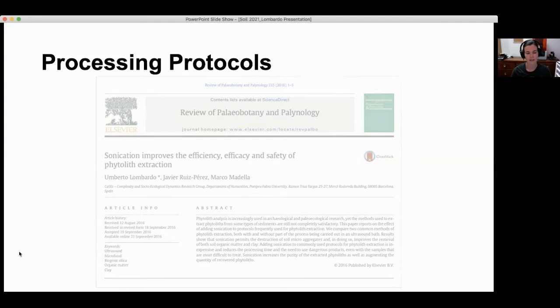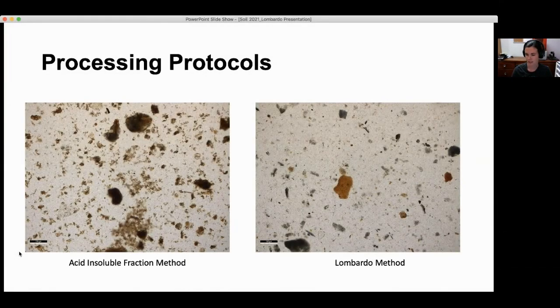I've used a few different processing protocols before with sediments, and I'm focusing on the Lombardo method today because it's suitable for clay-rich sediments and it's more intensive. It generally produces clearer slides, but it can be tricky. When I was working on an assemblage from Petra, there was just way too much clay in the soils with the processing protocol that I was using, which you can see on the left-hand side here. These are the same magnification, just different processing protocols. The methods that I used really utilized sonication, this Lombardo method, which is essentially using sound waves to vibrate things at a micro scale and break those bonds between sediment components and phytoliths. You can go ahead, sorry.